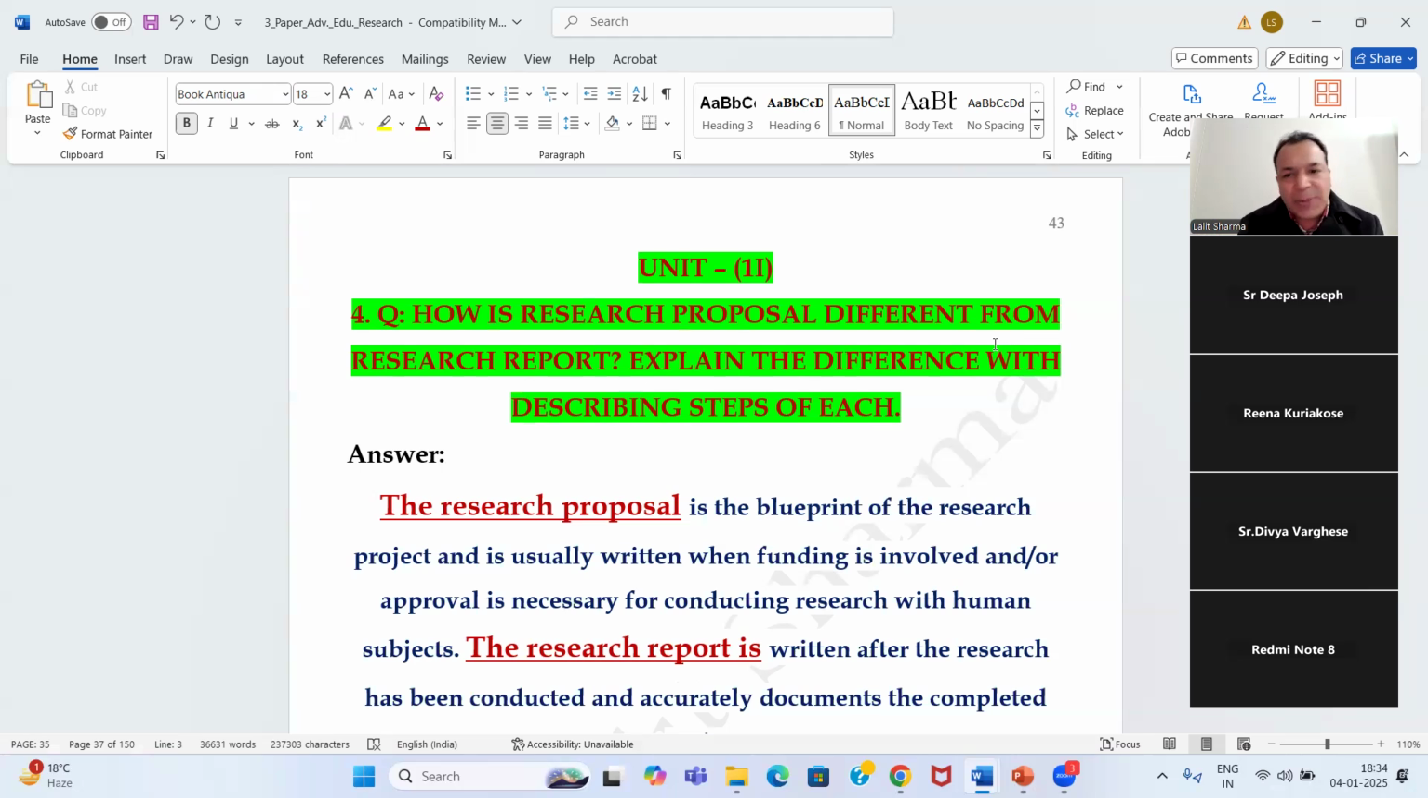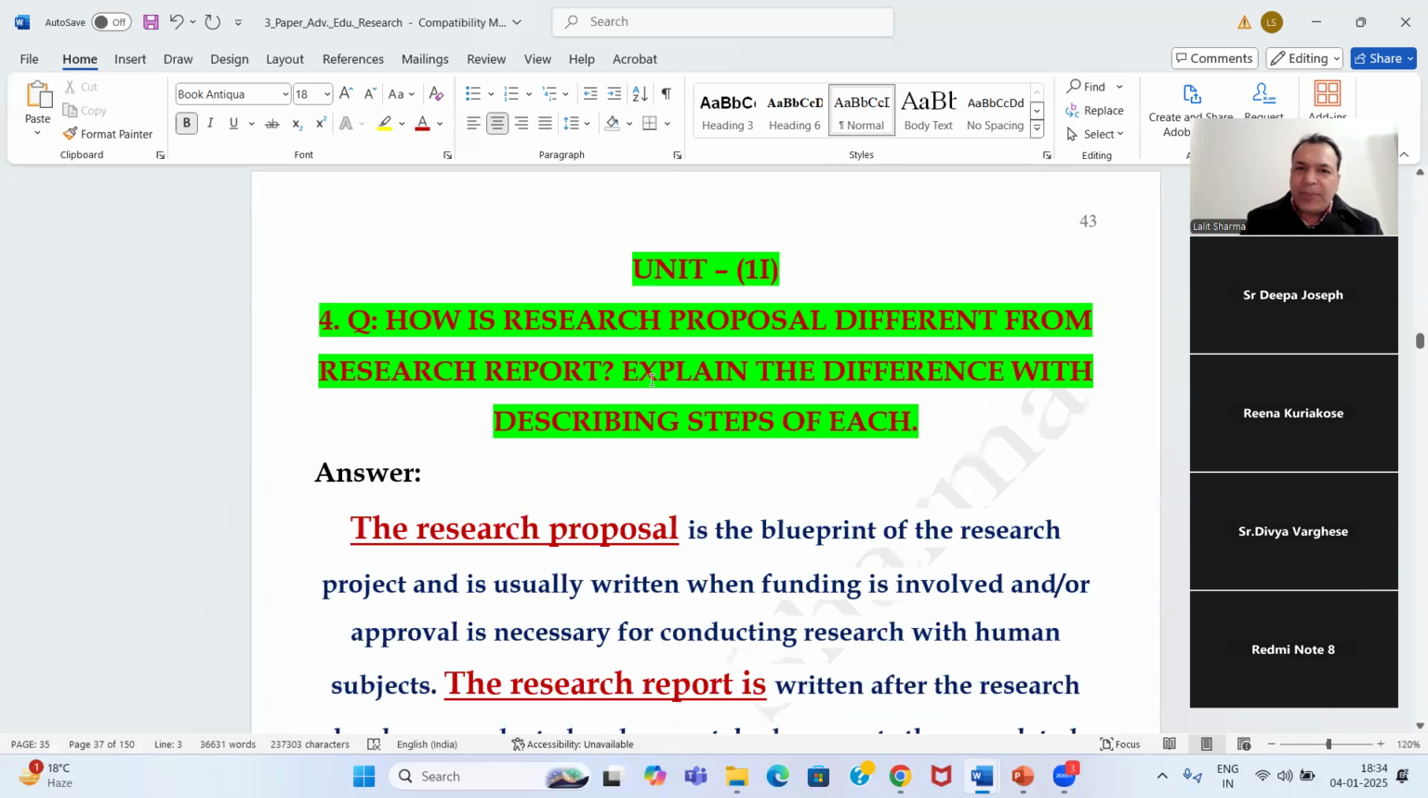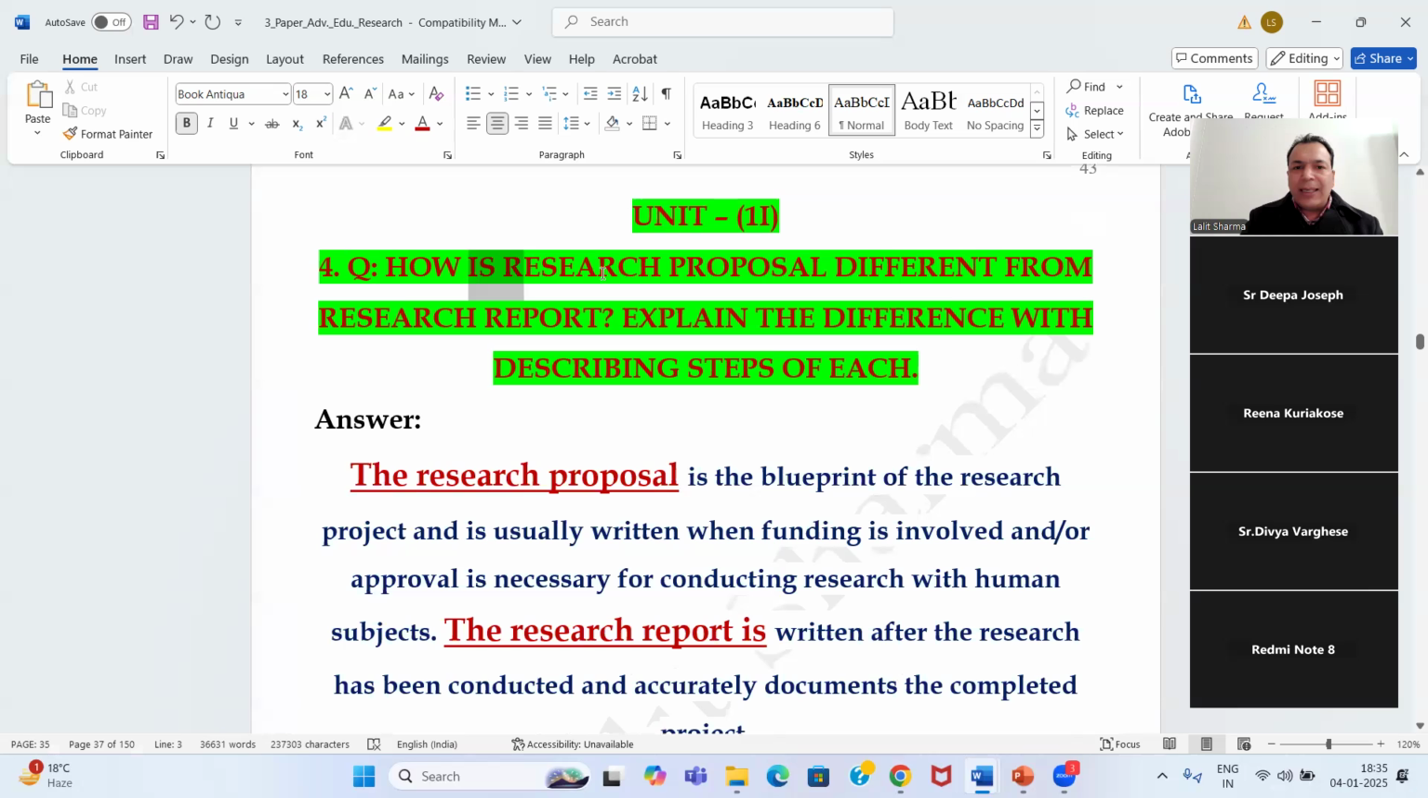Okay, and explain the difference, describing the steps of each, right? Now guys, this question is easy, it is not very difficult. It is a very easy question, right? So see the question once, twice, and make in your mind how you have to write it. It is talking about a research proposal. It is talking about the research report, right?